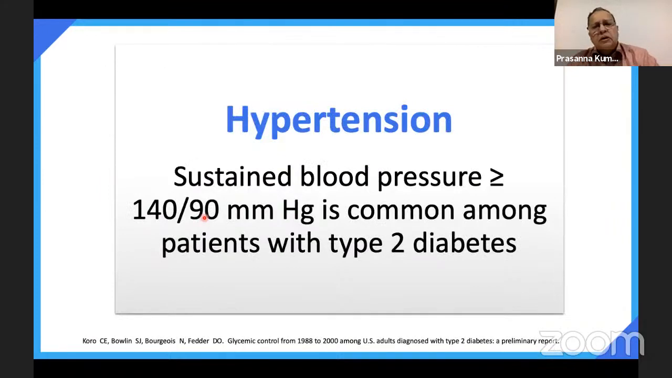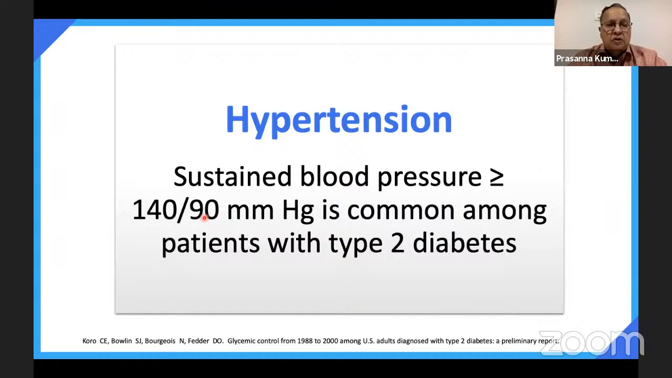Now, the definition of hypertension has been changing. It was supposed to be 150/90, then became 140/90. So sustained hypertension of more than 140/90 is common among patients with type 2 diabetes. Previously, they said you don't have to treat systolic hypertension. Thirty years back they said, no, you have to treat anything above 140. Then they said normal pressure is enough.